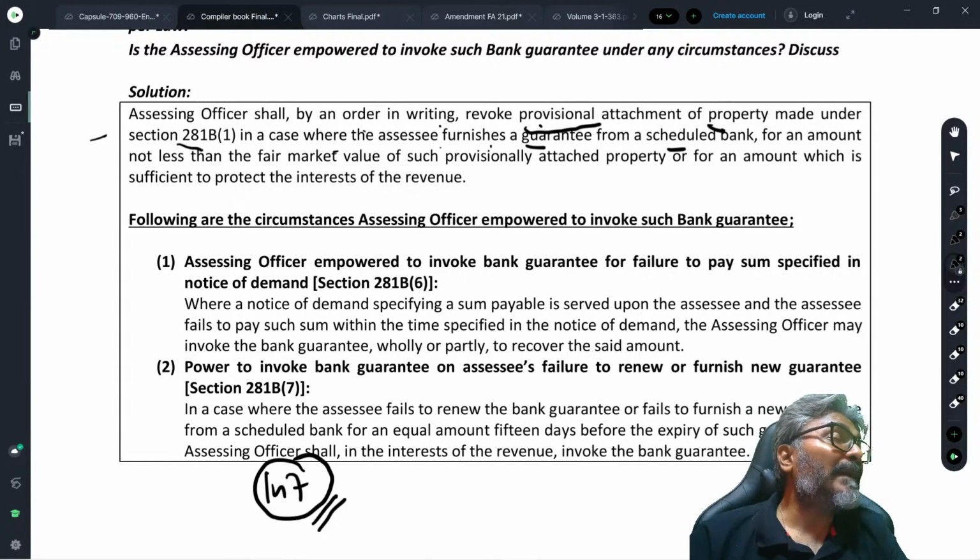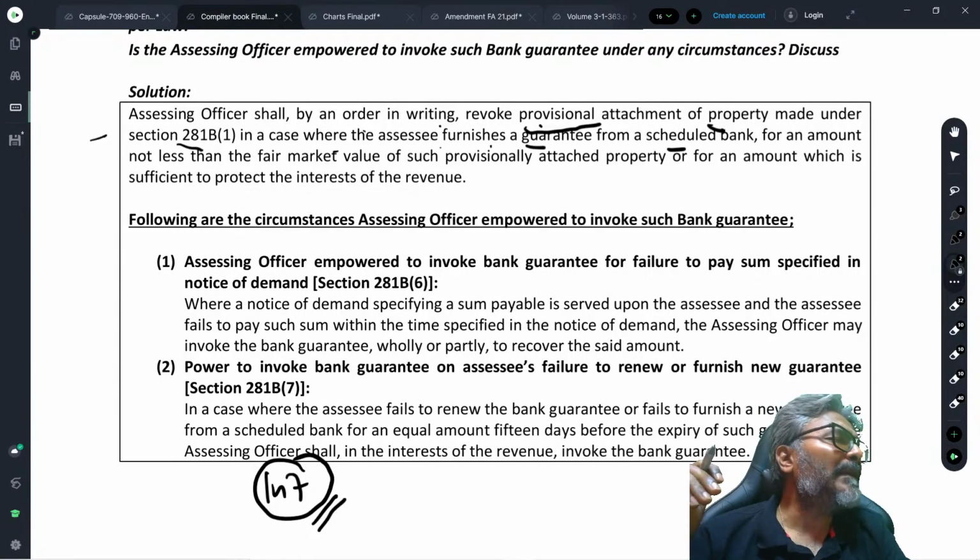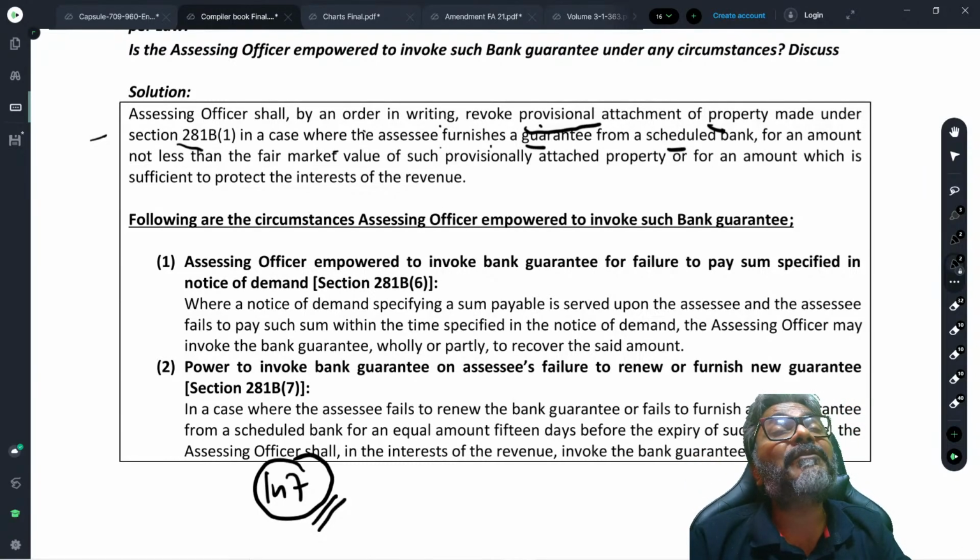who may feel that this is something very arbitrary. He says that I am a person with means. I can definitely make the payment of tax, even though it may be a huge liability, doesn't matter. But why are you putting me in inconvenience? Why are you putting me in inconvenience by attaching my property on a provisional basis?